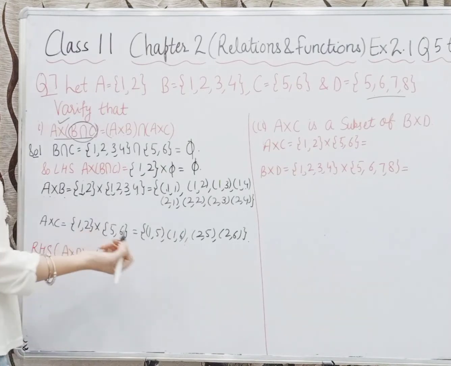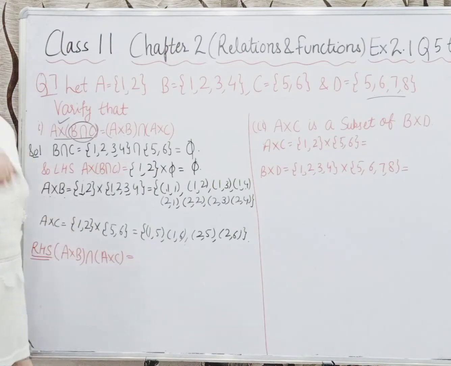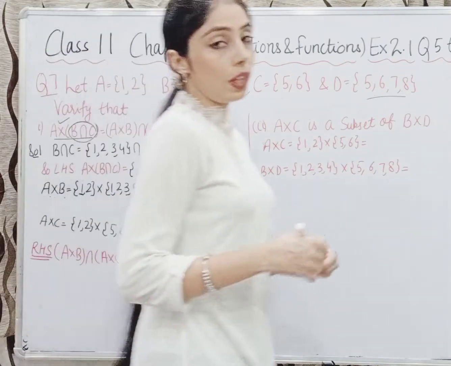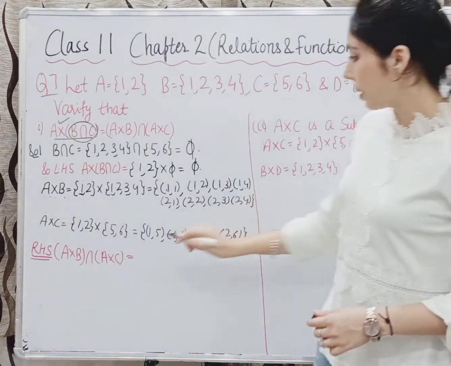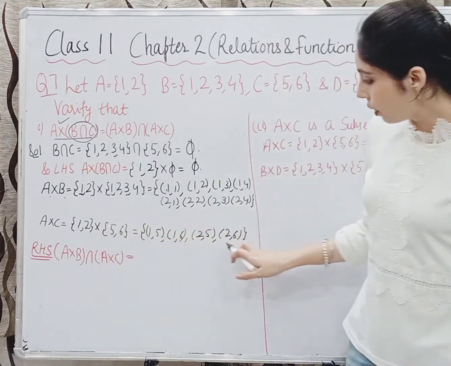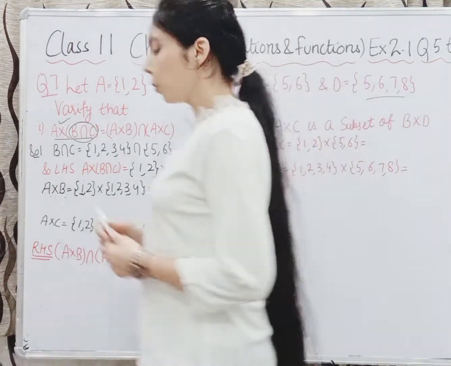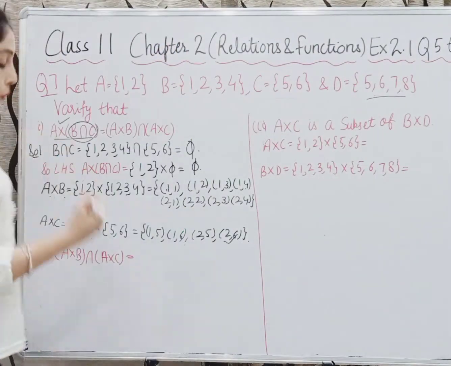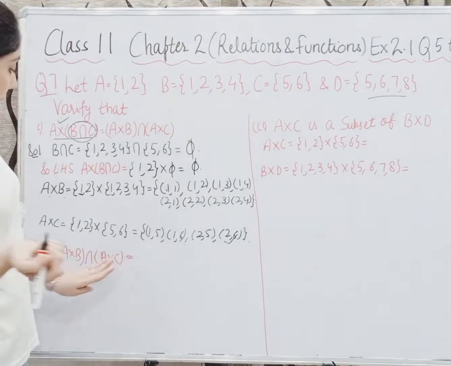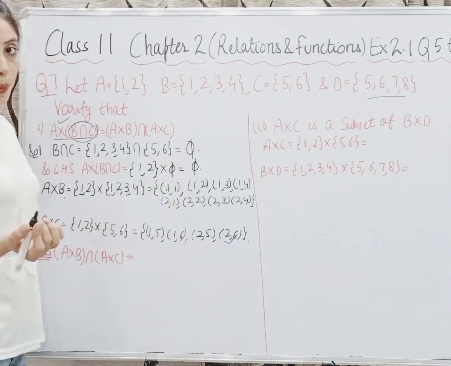In A we have 2 elements, in C we have 2 elements. So in the Cartesian product of A and C we have 4 elements, which are (1,5), (1,6), (2,5) and (2,6). These 4 ordered pairs will be the Cartesian product of A and C. So for the right hand side we have to find the intersection of these two. Okay. So in the intersection we have all the common elements.